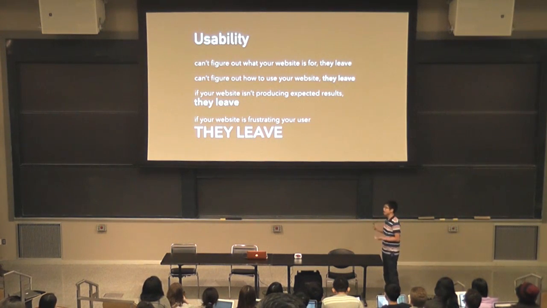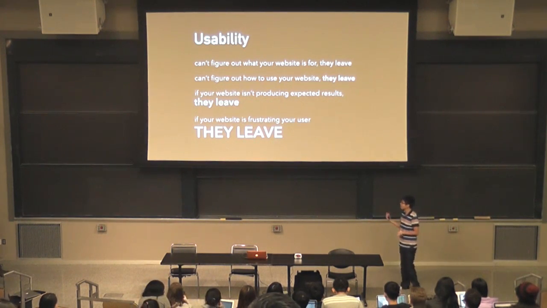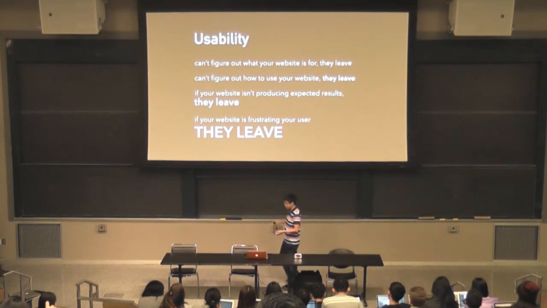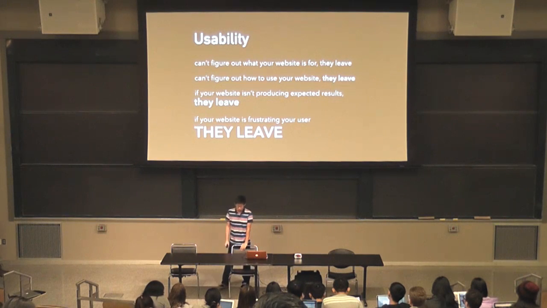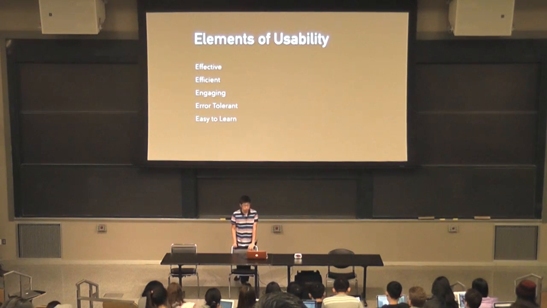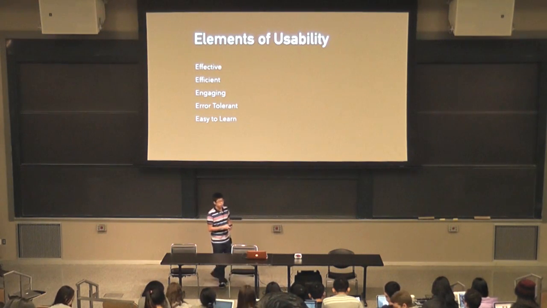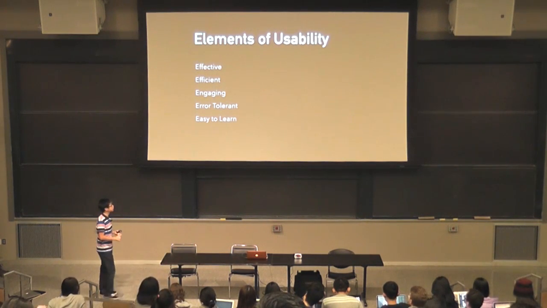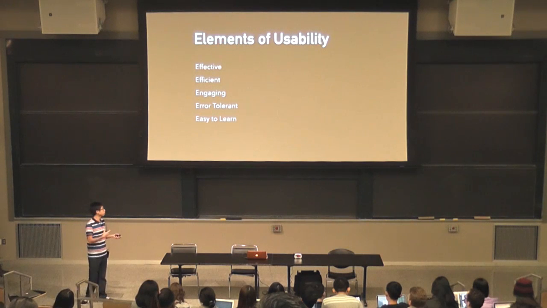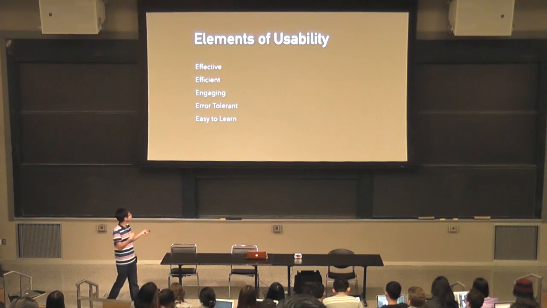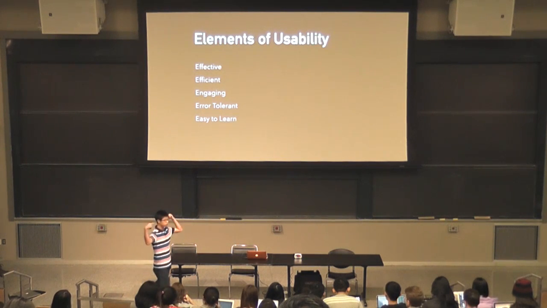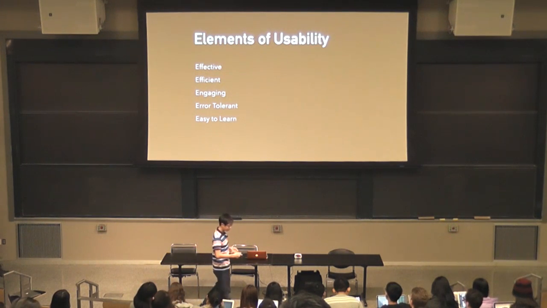So you spend all this time trying to get users to come to your site, and they're just going to leave if your UI is terrible, if your UX is terrible, if no one has any idea how to use your site. So usability is really important, and there are 5 sort of well-known components of usability. That's effectiveness, efficiency, engagingness, how error-tolerant your site is, and how easy your site is to learn, to pick up. Again, these are like the 5 E's. Remember these. Think about these as you're designing your site.